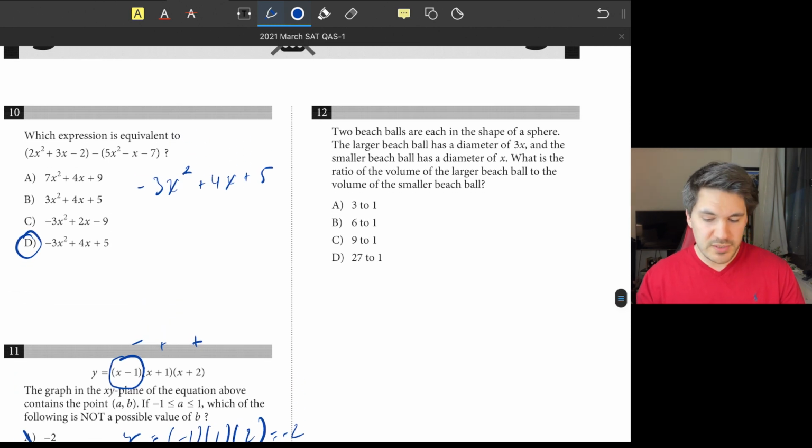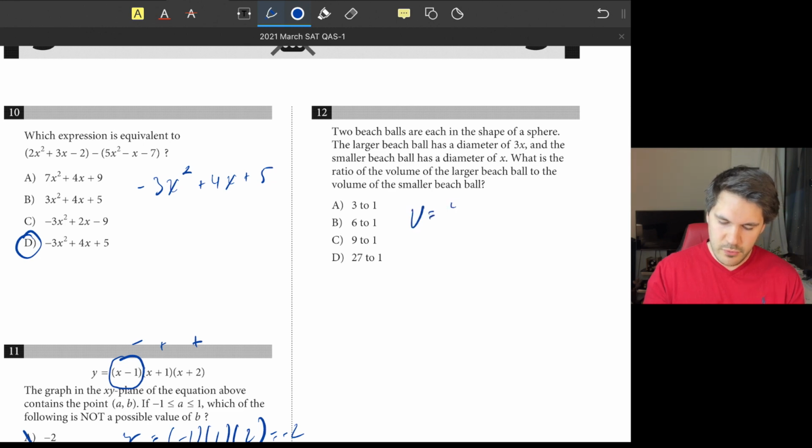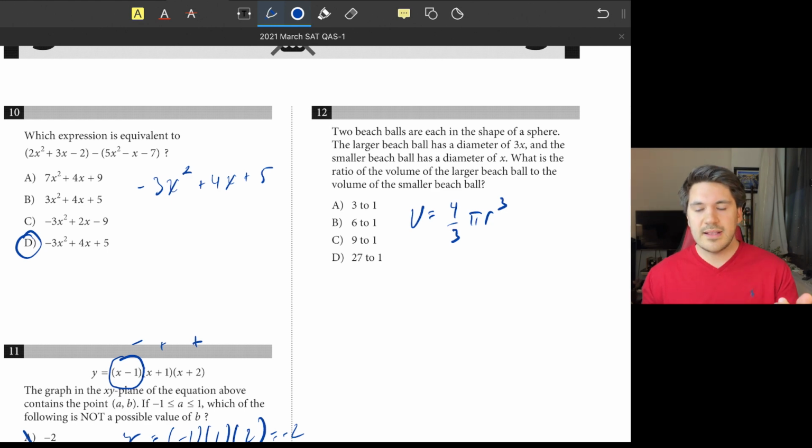Number 12, 2 beach balls are each in the shape of a sphere. The larger beach ball has a diameter of 3x, and the smaller beach ball has a diameter of x. What is the ratio of the volume of the larger beach ball to the volume of the smaller beach ball? Well, the volume of a sphere, and it's given to you, is going to be volume equals 4/3 pi r cubed. So one way you could do this is you could actually plug in actual values. Like, you could make x equal to, I don't know, 1 or 2 or whatever. Usually you want to avoid using 1 when you're plugging in for variables though. But pick a number, find the volume, then plug in 3 times that number, find the volume, and then just find what is the ratio of the 2 volumes.